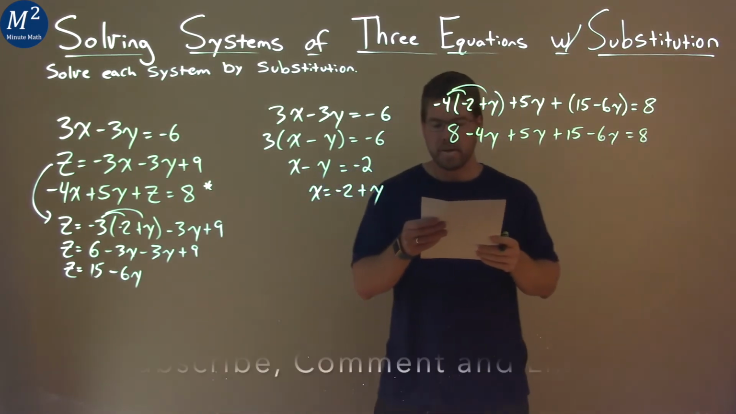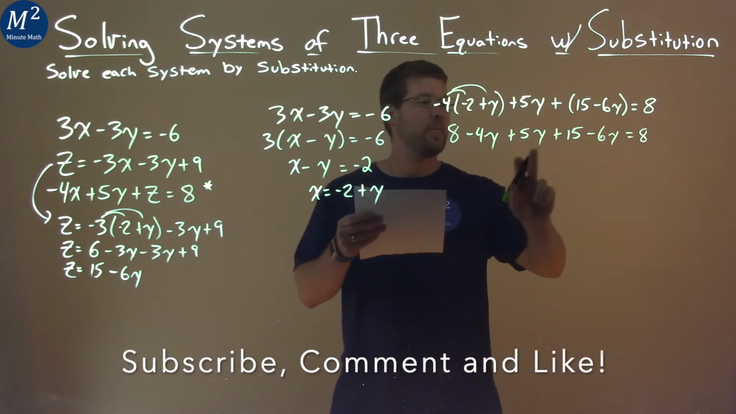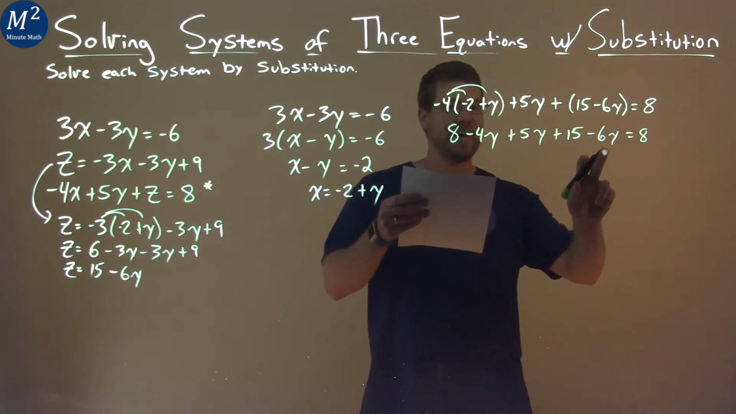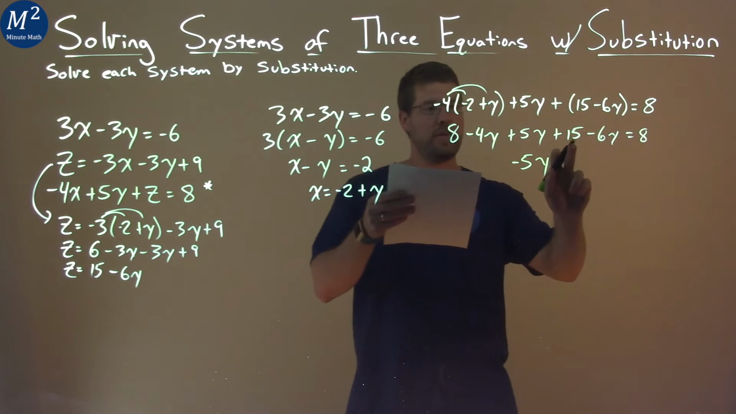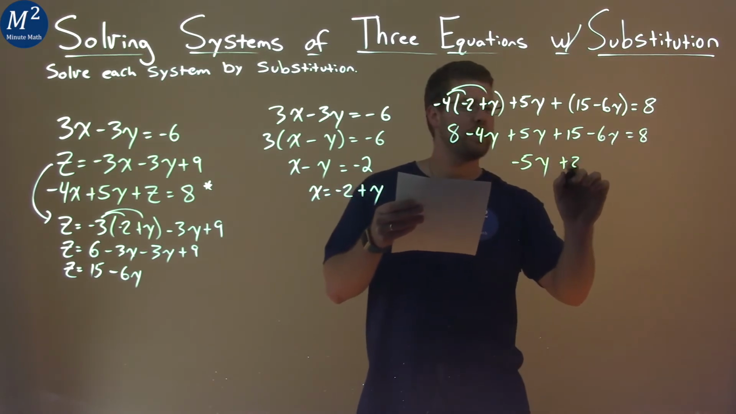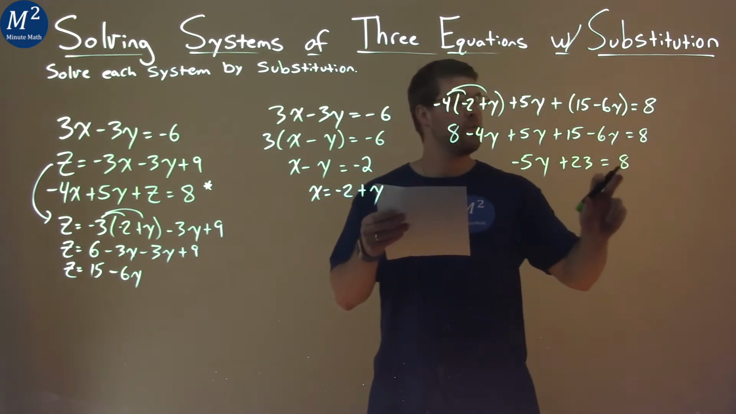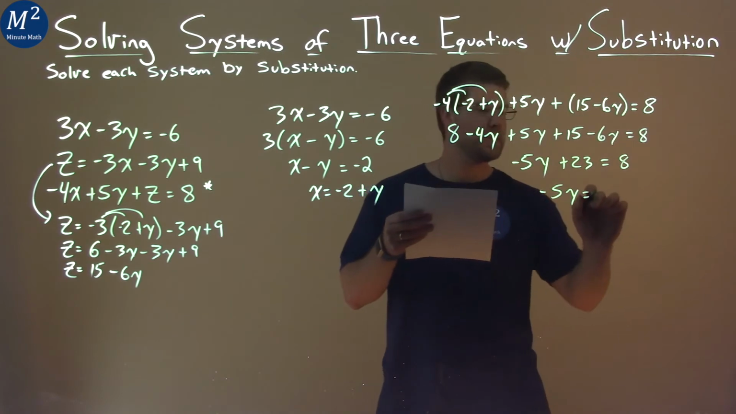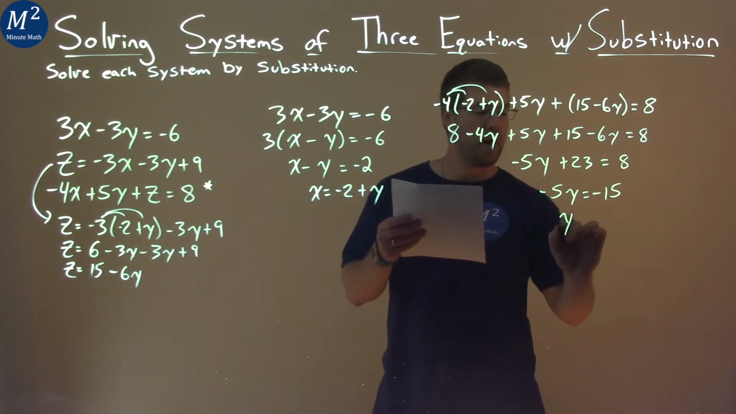All right. Now let's combine our like terms from each side. Negative 4y plus 5y minus 6y comes out to be a negative 5y. 8 plus 15 is 23, and that's equal to a positive 8. We subtract the 23 from both sides, and we have negative 5y equals 8 minus 23, which is a negative 15. Divide both sides by negative 5, and y equals a positive 3.